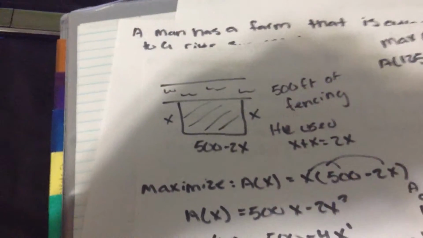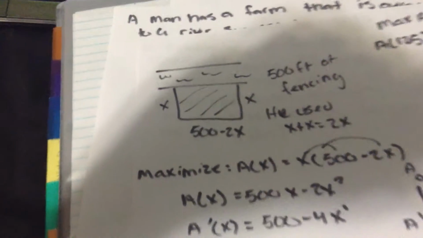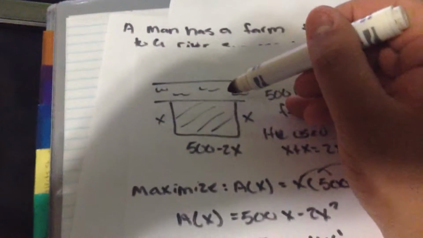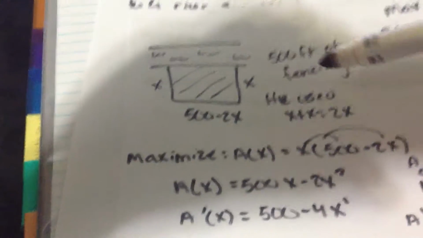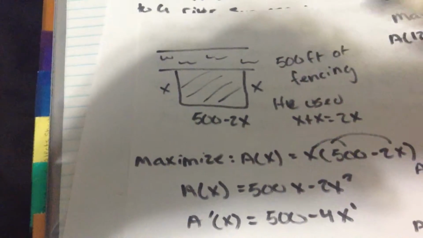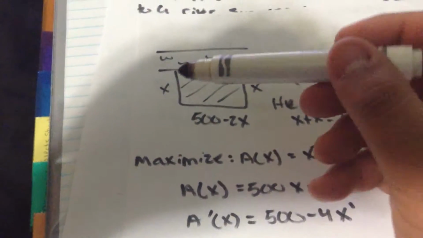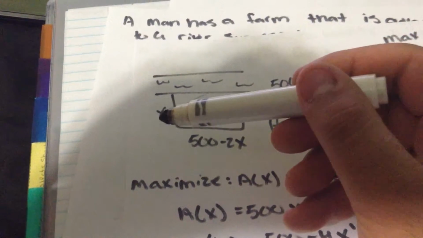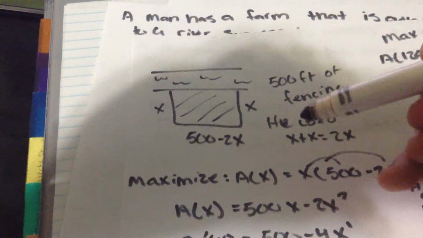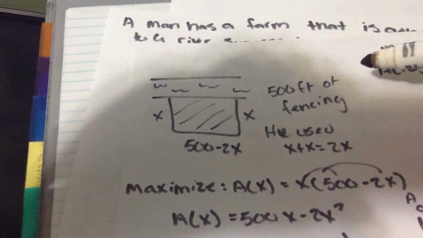So you first start off by drawing. You could just sketch a picture. So that's the river and that's the pen. You would just label it with generic variables. So I'll label these two x's since it's a rectangle, and in total 500 feet of fencing.